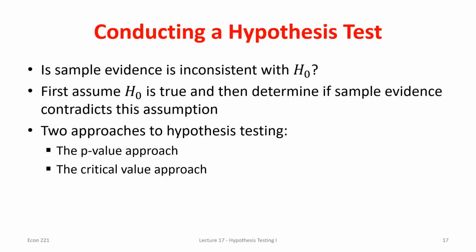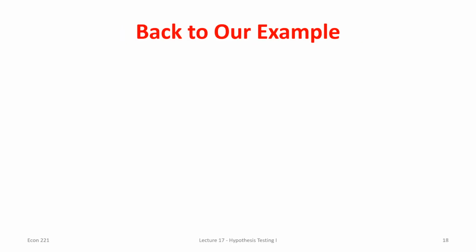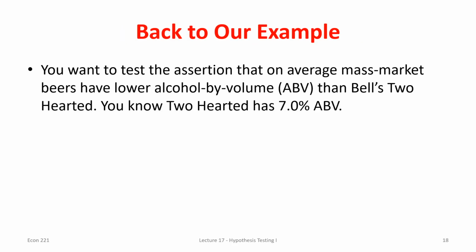Now we can flip those. I could use the p-value or the critical value approach in either, and I'll try to show you how they would lead to the same decisions. So let's go back to our example. We want to test this assertion that on average, mass market beers have a lower ABV than Bell's Two Hearted. You know that Bell's Two Hearted has 7%, so we set up our null and alternative.